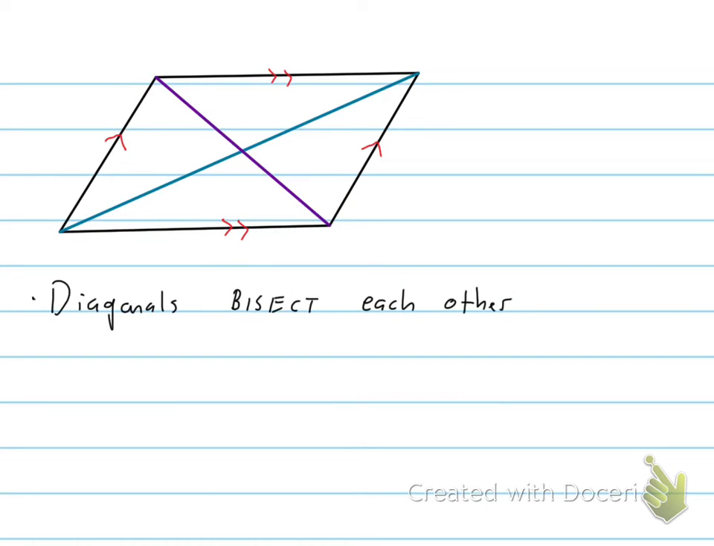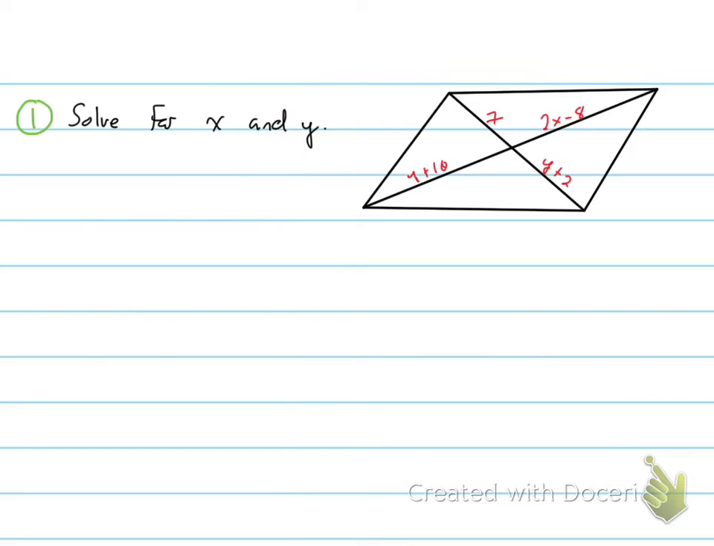Finally, remember in any quadrilateral, we know that there's two diagonals. Diagonals in a parallelogram bisect each other, meaning that they cut each other in half. Now we're going to use all of those pieces of information dealing with a parallelogram to be able to answer different algebraic equations. So in an example here, I want to solve for x and y.